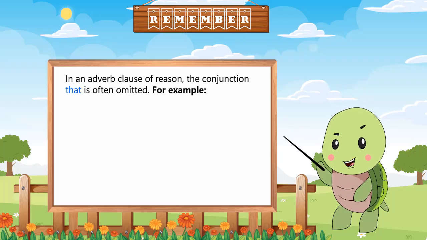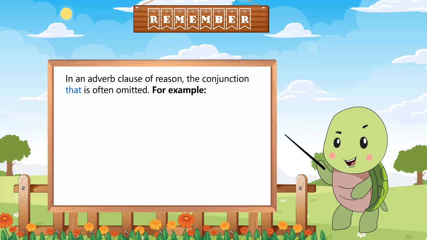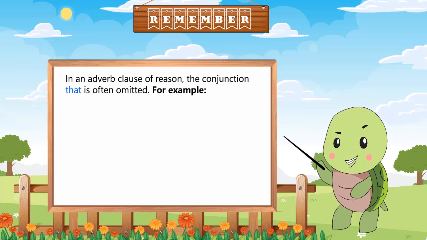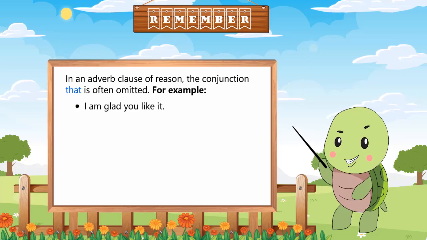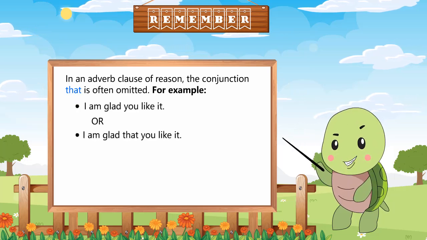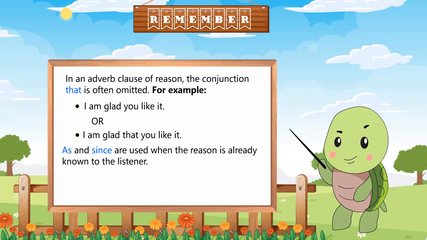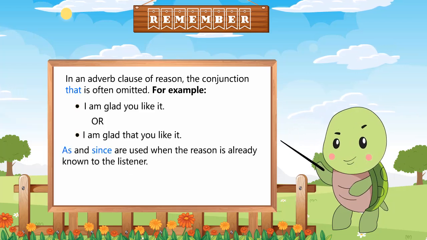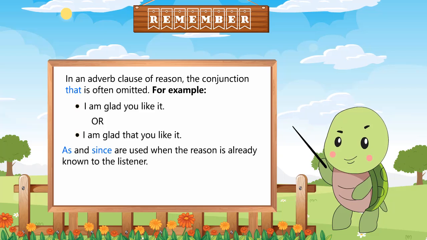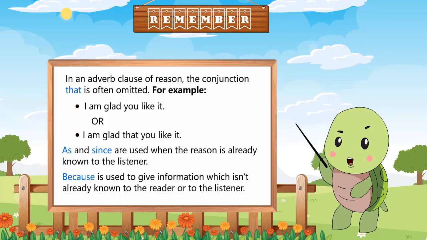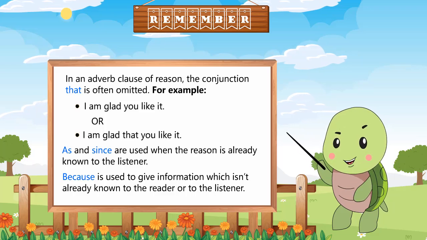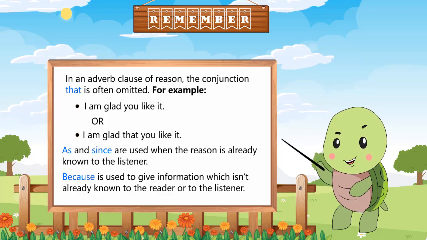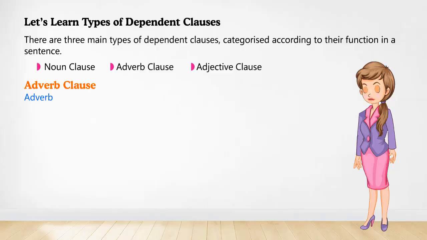Remember, in an adverb clause of reason, the conjunction that is often omitted. For example, I'm glad you like it, or I'm glad that you like it. As and since are used when the reason is already known to the listener. Because is used to give information which isn't already known to the reader or to the listener.